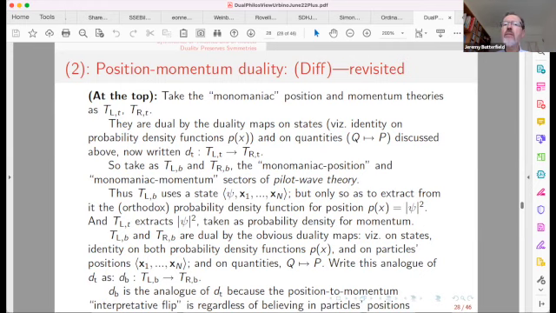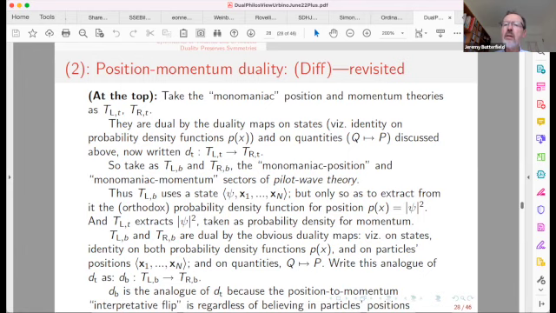I want you then to go back to what I called the monomaniac position and momentum theories on the left and right. Let's talk about Alice and Bob. Alice is a position monomaniac. Bob is a momentum monomaniac. The two theories are dual by the duality maps that we discussed. But now I want all this to be on the top row. Everything we said before is to be at the top of an emergence relation.